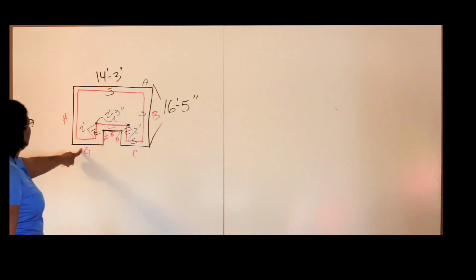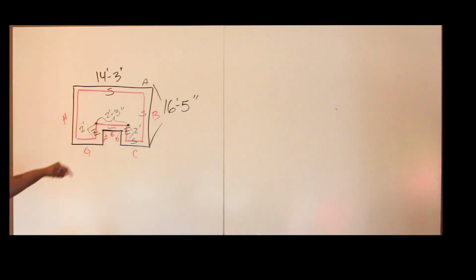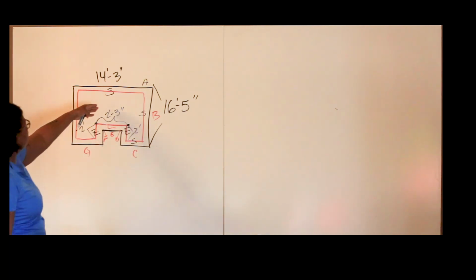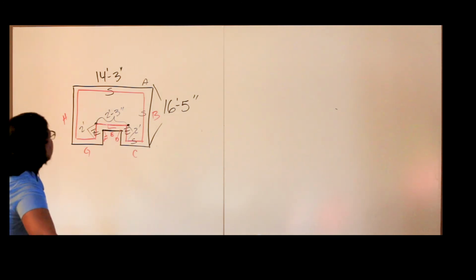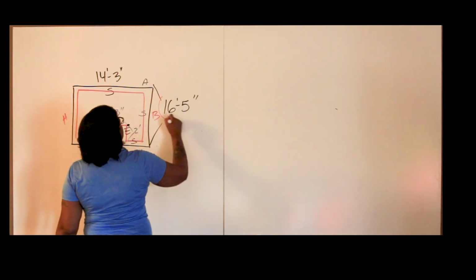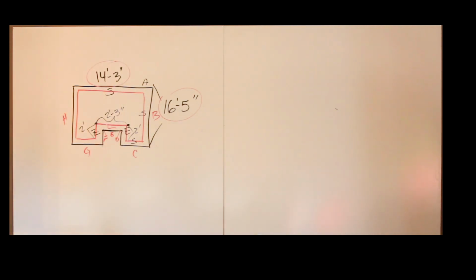I don't need to know what G is. I don't need to know what C is. And I don't need to know what the length of, well, actually I do have the length of E, but I don't even need that. I need 3 measurements. What do I need? These 2 adjacent walls. That's what I need. And what else do I need?